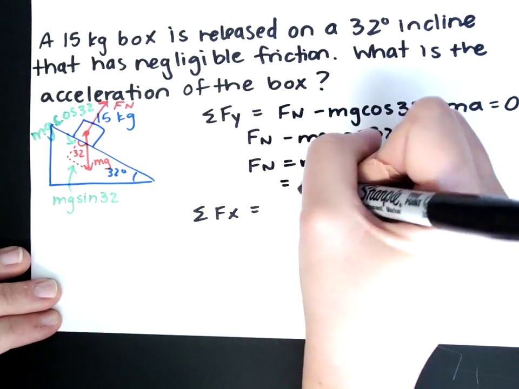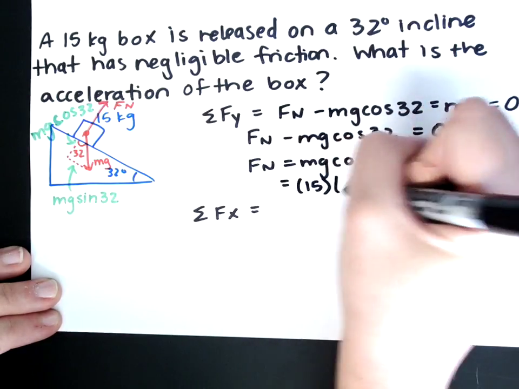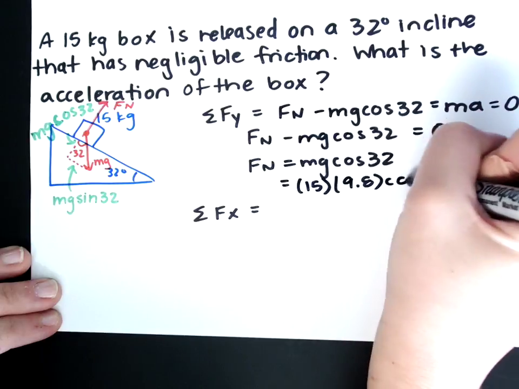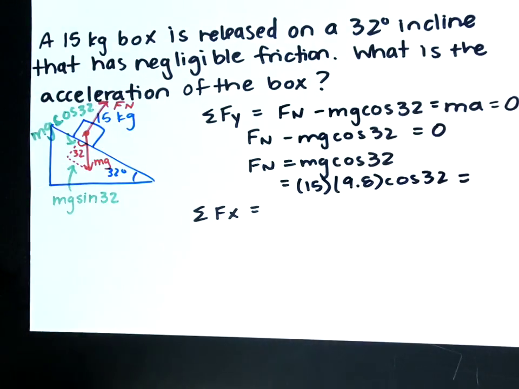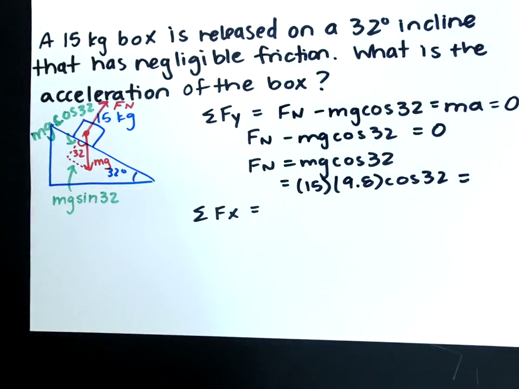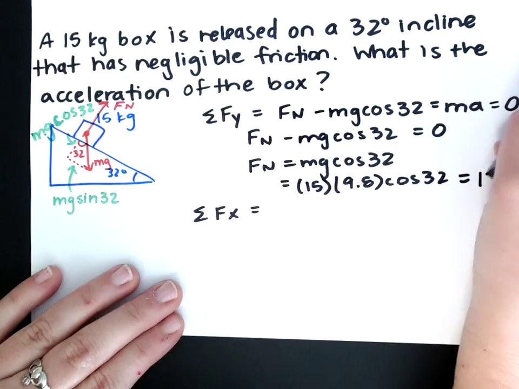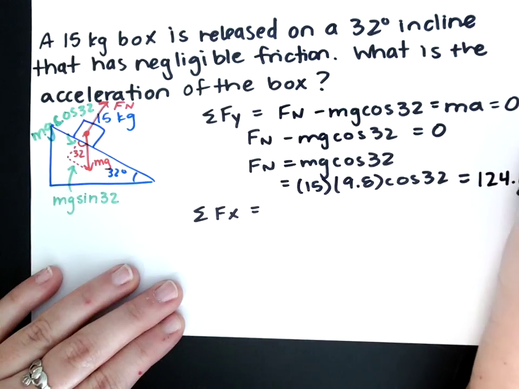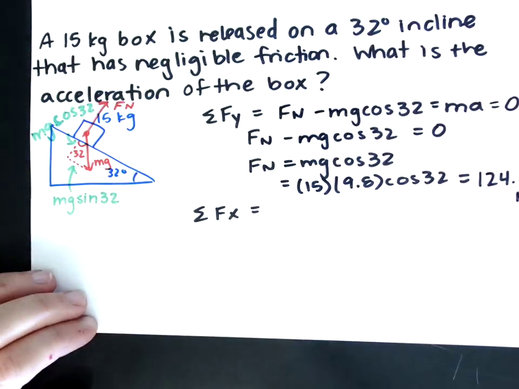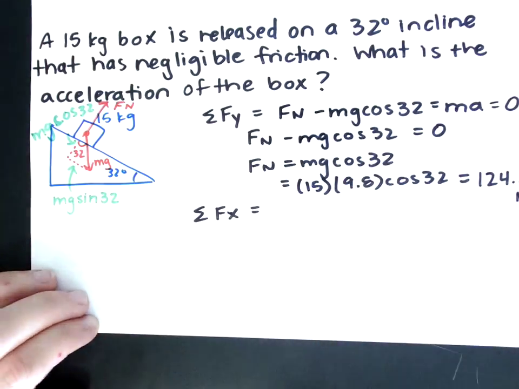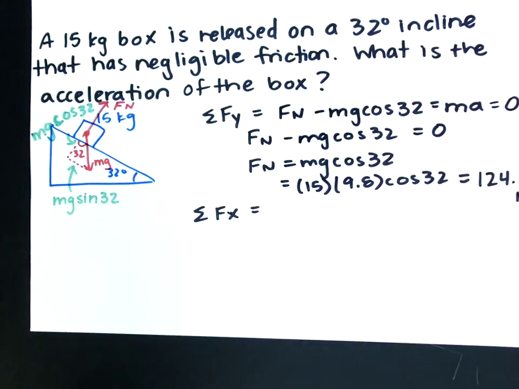Plug in our values. 15 times 9.8 times cosine 32. What do we get? 124.66. So that's the normal force. We ultimately want to know what is acceleration. Okay, so we may or may not have needed to solve that. Like I said, I always put down everything I know and then solve.